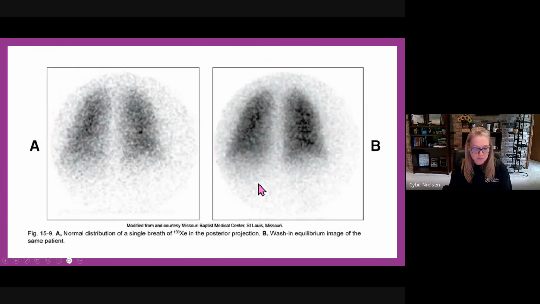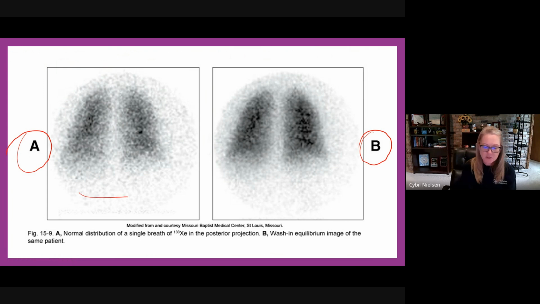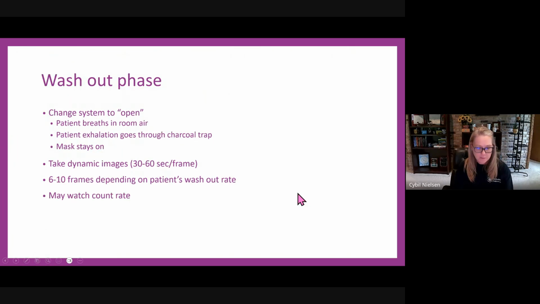Okay, this is what I just said. This is the initial breath. This is the equilibrium. How do I know this? Because there's not as many counts here. All right, so both of these are in the closed system, but this one, I'm just collecting as many counts as I can while the patient's holding their breath. This image is going to be for 1 to 3 minutes. Okay, so we talked about that.